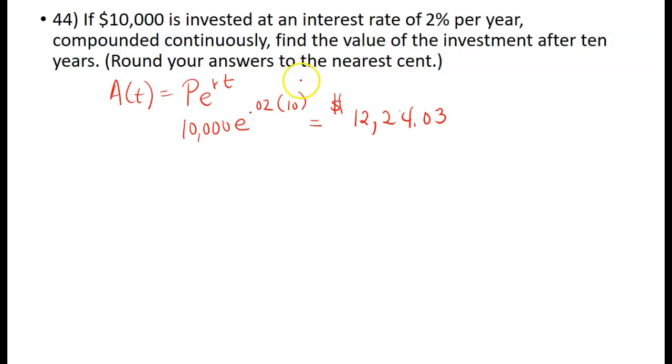This one is talking about investing, and it's compounded continuously. So this is the equation for continuous compounding. P is my principal, so that's going to be 10,000. E, we just leave there. Your r is your rate, but be sure to convert that to a decimal. And then your t is your time, so in this case it was 10 years. Put that all in your calculator and you get your answer. So you should have 12,214.03 as your answer.